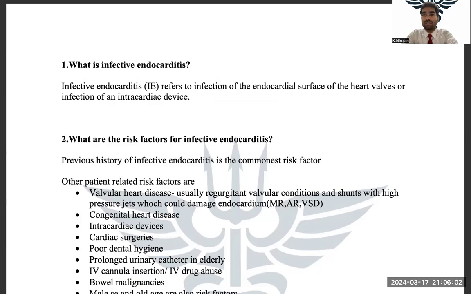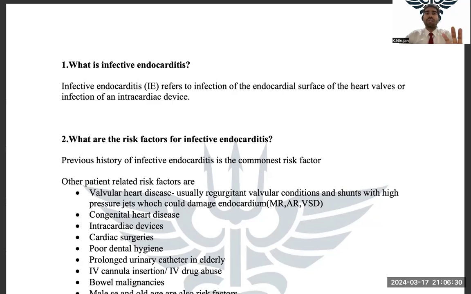For any topic, the first question you should ask yourself is, what is that? What is meant by infective endocarditis? I won't ask you this question because this would be the least common question that can ever be asked in an exam. From an exam point of view, it's very unlikely anyone would ask you to define infective endocarditis, but it's always nice to know what that condition is.